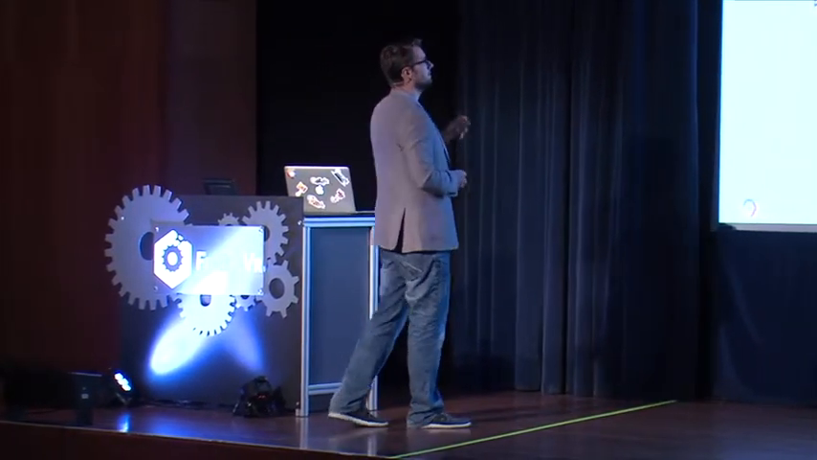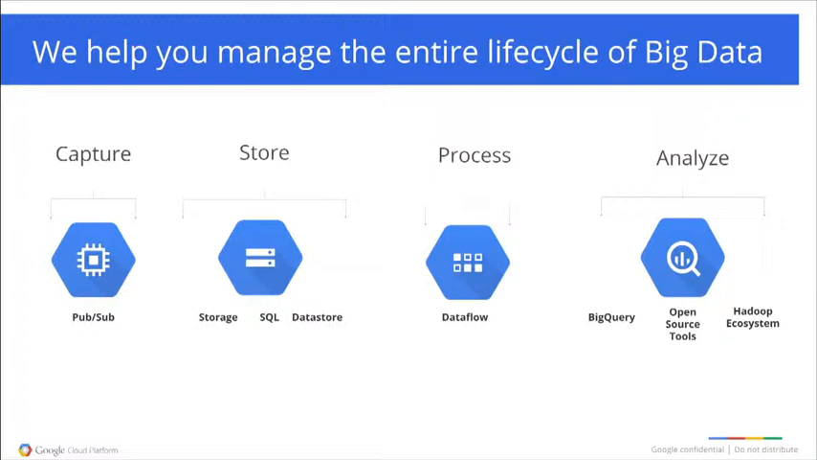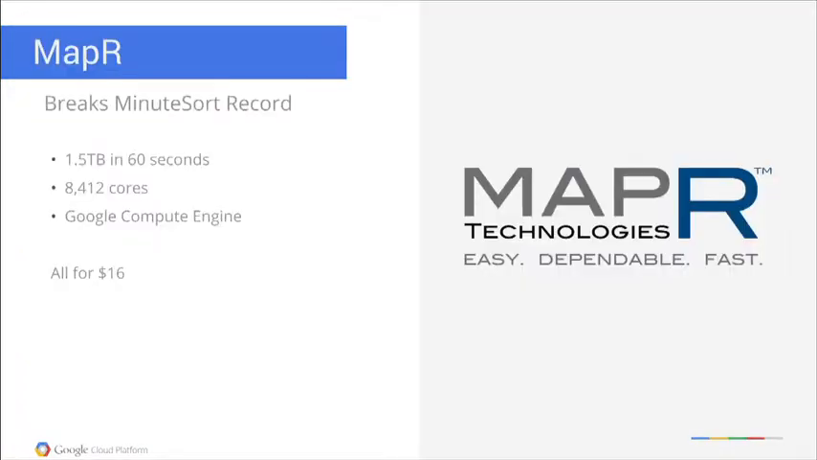So to be practical, these are some of the things that we have available right now for our customers. And we don't really have time to go in there, so I'm just going to run through a couple of the use cases of the kind of scale that some of our customers have seen. The first one is MapR, which is a Hadoop shop. What they did is they took a minute sort record, which is essentially a benchmark on how much data can you sort in 1 minute. And they fired up about 8,000 cores, about 1,000 servers or so on Google Compute Engine. They ran some MapReduce jobs on Hadoop. They broke the record in 1.5 terabytes, and that cost them $16.